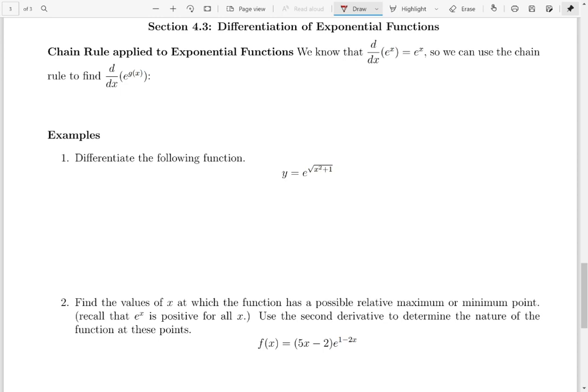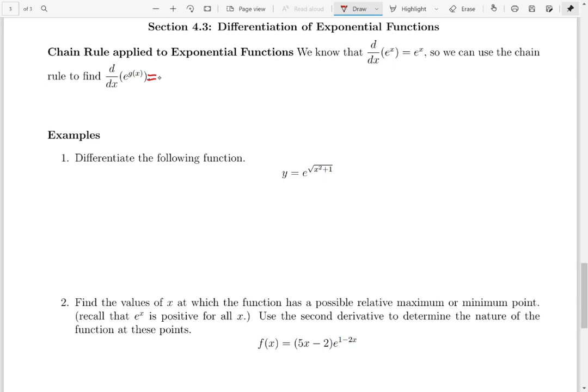So some more differentiation of the exponential function, and specifically the chain rule applied to the exponential function e. We now know that the derivative of e to the x is e to the x. But if we want to apply the chain rule, the derivative of e to some function g of x, what are we going to get via the chain rule?